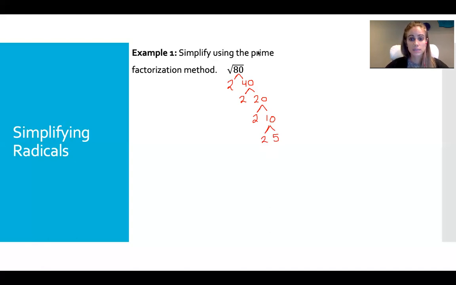I personally like to circle my prime numbers because that helps them stand out, because we only want to look at our prime factorization. I don't want to look at my composite numbers, so my 10, my 20, and my 40. One way that you can double check that you did the prime factorization correctly is to quickly do the multiplication. Whether it's in your head or on a calculator, if you take 2 times 2 times 2 times 2 times 5, you get 80. So it's a quick way to make sure you did your prime factorization correctly.